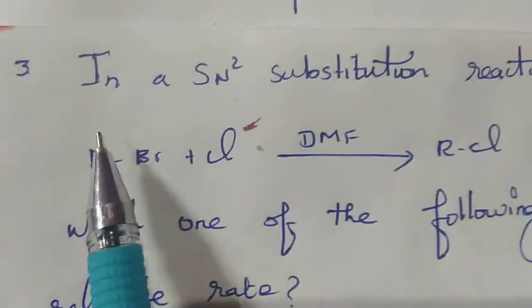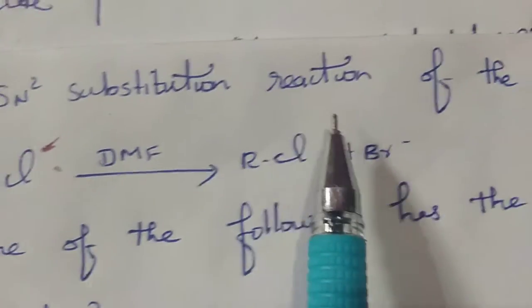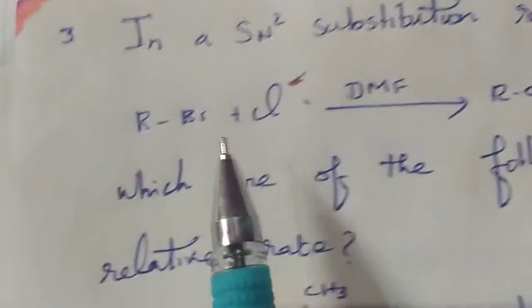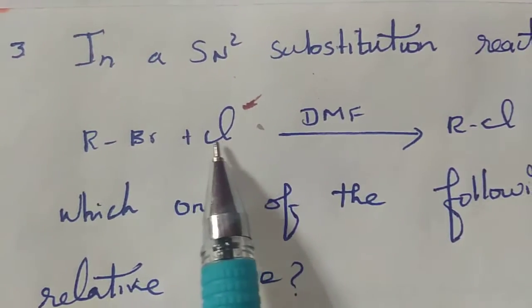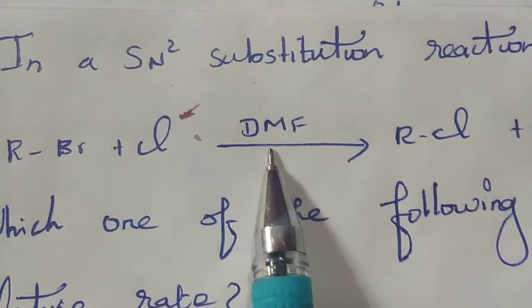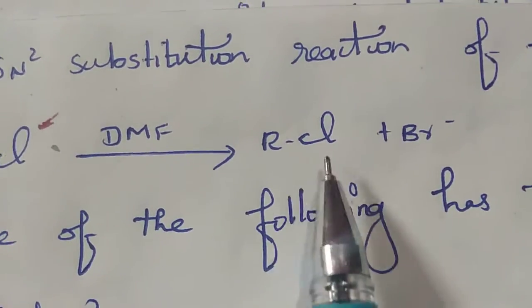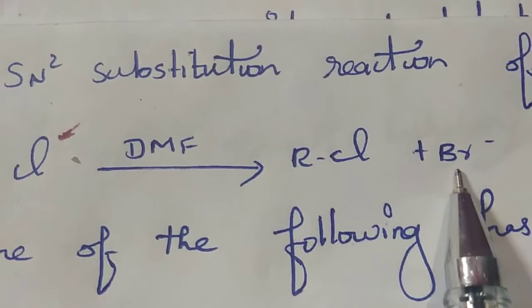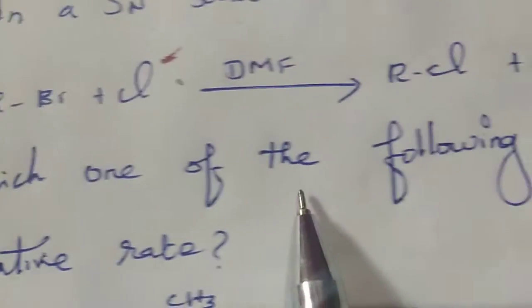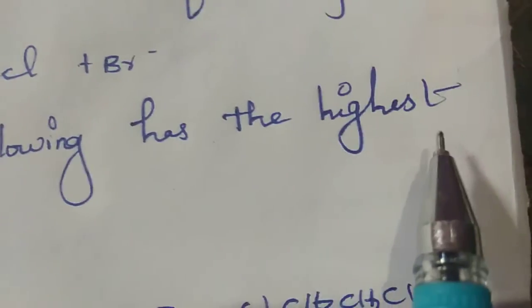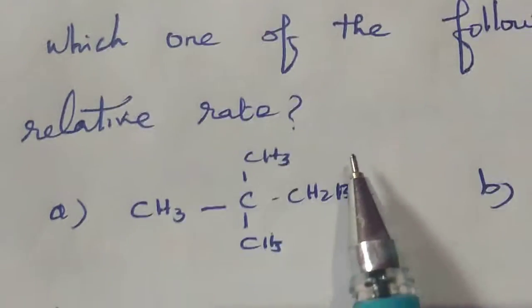Next one is: in an SN2 substitution reaction of the type, alkyl bromide reacts with chloride ion in the presence of DMF to form alkyl chloride and removal of bromide ion. Which one of the following has the highest relative rate? The answer is B option.